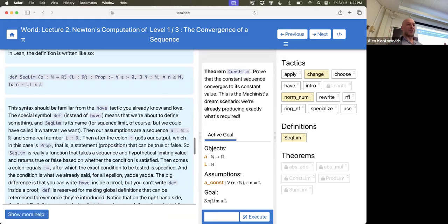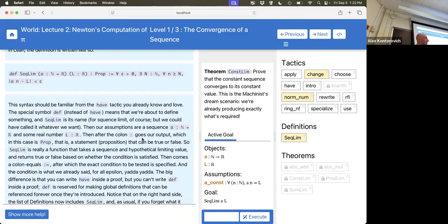Okay, this syntax is hopefully familiar from the have tactic that you already know and love, for those of you who did the homework. If you haven't done the homework yet, you haven't played with the have tactic, and that's okay. We're going to play with it a lot ourselves together. The special symbol def, instead of have, means that we're about to define something. Seq_lim is the name of the definition, in this case, the limit of a sequence. You could have called it something else. Our assumptions are that we're given a sequence. These are the inputs to the function. The input is itself a function and a real number L.